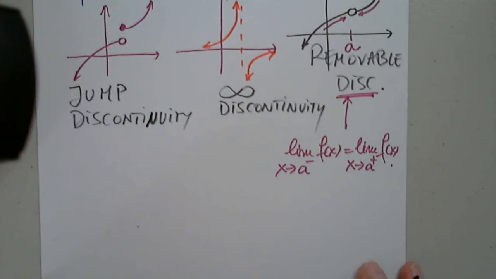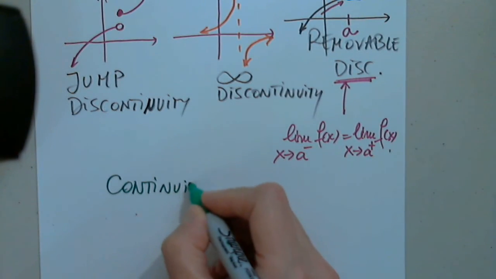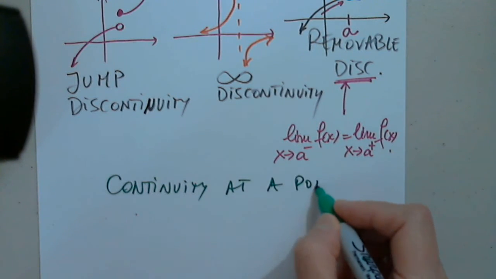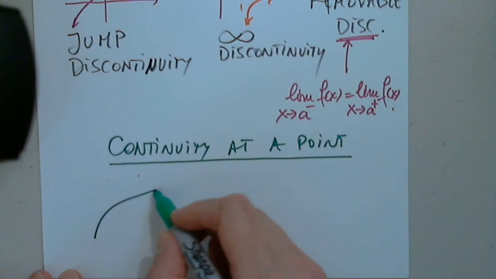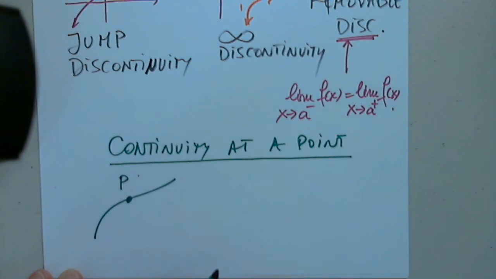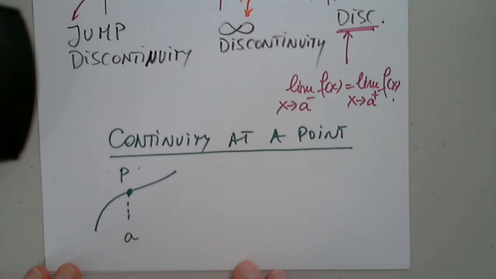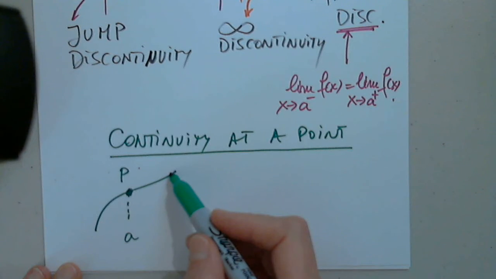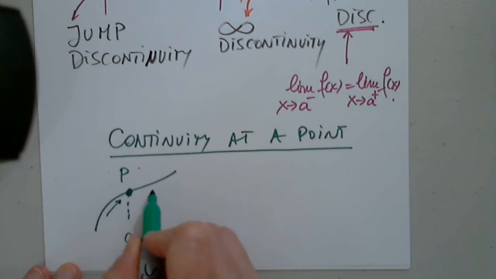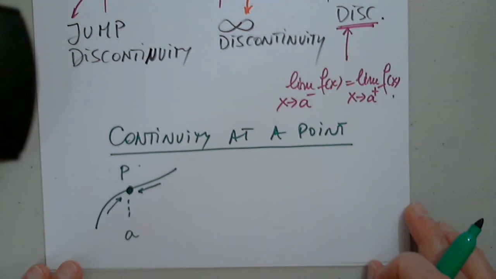Okay, so the most important topic here is continuity at a point. So here's a function, here's a point P, and let's say it's at a. What has to happen at this point for the function to be continuous? The limit from the left and the limit from the right, as well as the function value, they all have to exist and be equal.